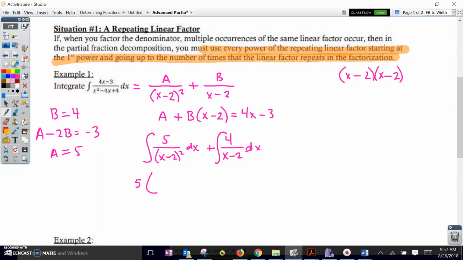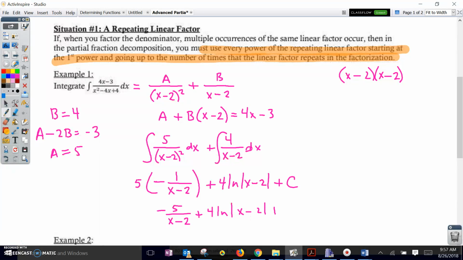The antiderivative of 1 over x minus 2 squared is negative 1 over x minus 2 to the first. Don't fall into that trap that it's always going to be a natural log. That's only when the denominator is raised to the first power. Plus 4 times the natural log of the absolute value of x minus 2, plus C, and I think I'm just going to clean that up a little bit and put the 5 in with that first fraction. And there's our integral.